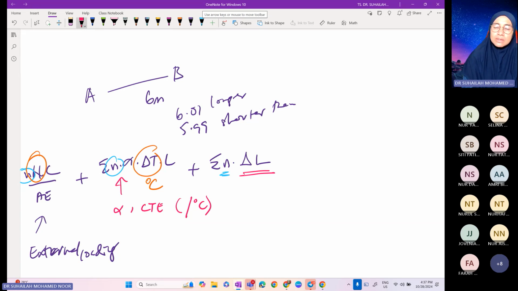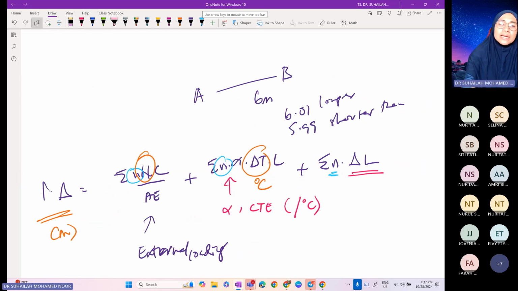So that's why there is a summation. It means we do it member by member. Some members are okay, zero. Some members have elongation, or contraction. So there will be a value for delta L. Okay, so all three equations have small n.